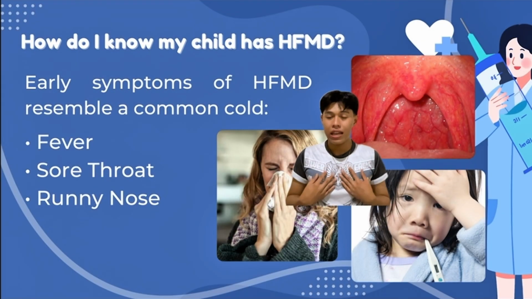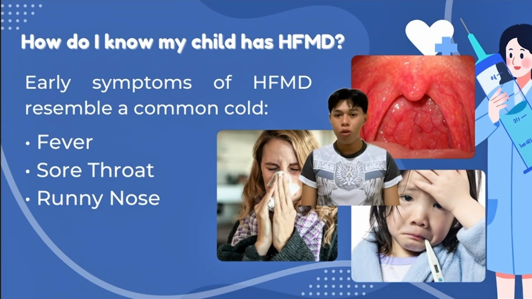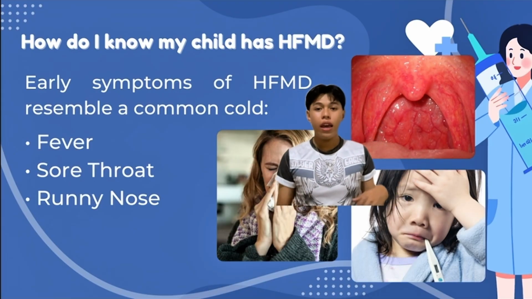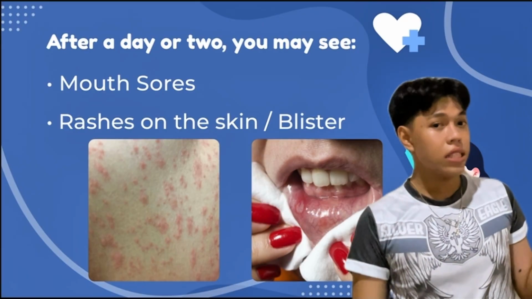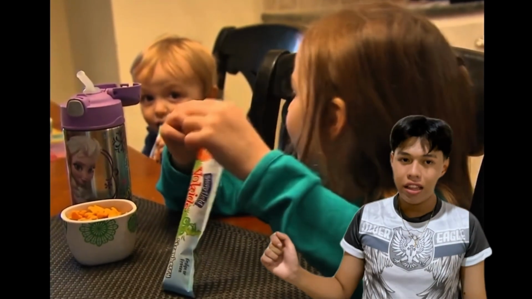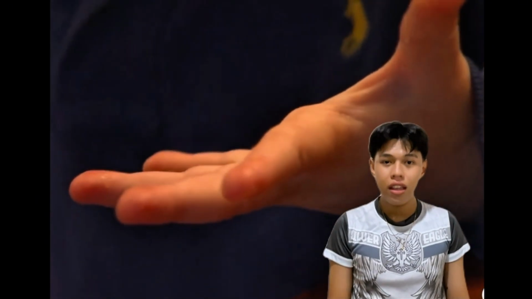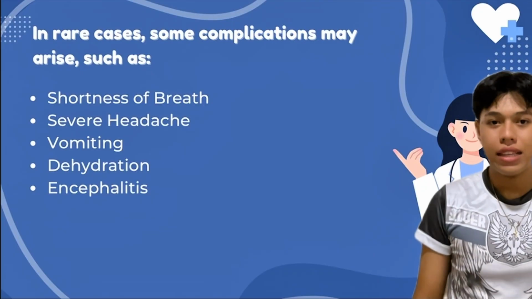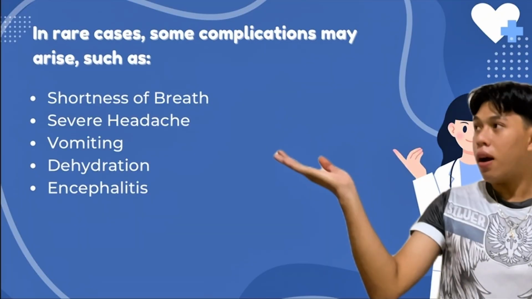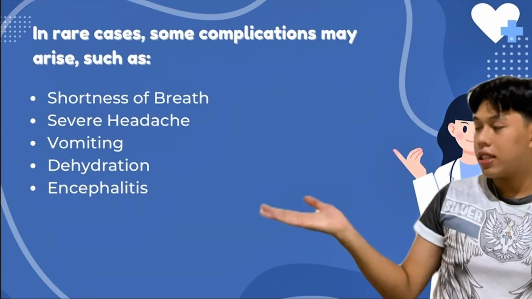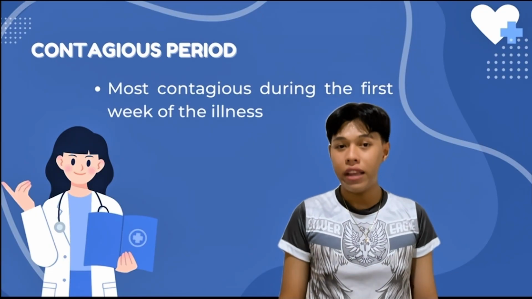So how do I know if my child has hand, foot, and mouth disease? Early symptoms resemble the common cold, like fever, sore throat, and runny nose. After a day or two, you may see mouth sores, rashes on the skin, or blisters. If the child is not eating or drinking, or only prefers to drink cold fluids, it might be a sign that they are finding it painful to swallow. In rare cases, some complications may arise, such as shortness of breath, severe headache, vomiting, dehydration, and encephalitis. Hand, foot, and mouth disease is contagious during the first week of the illness.